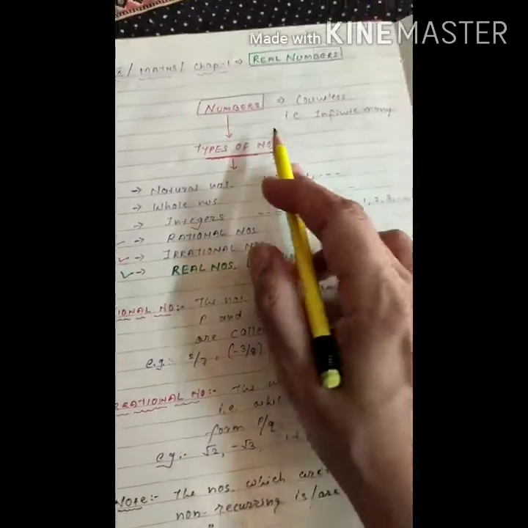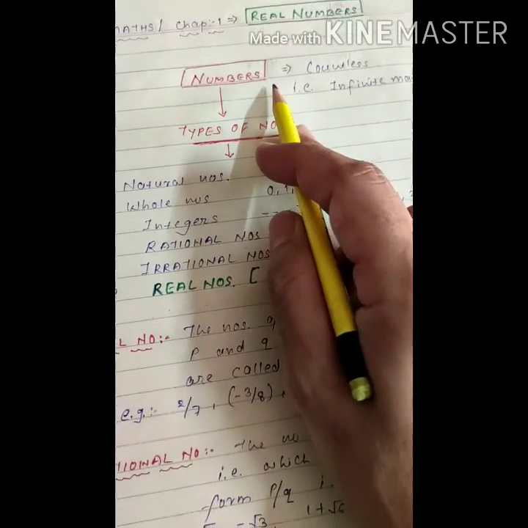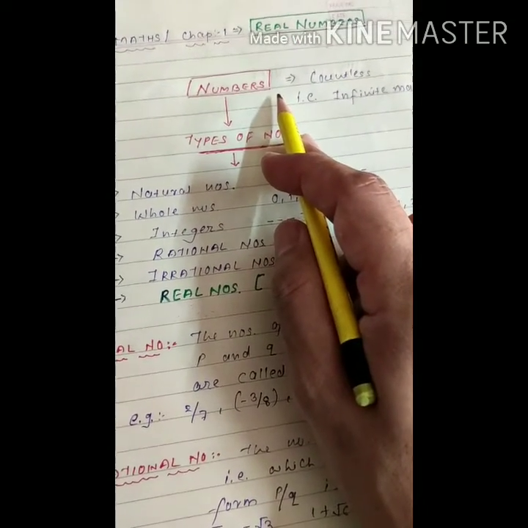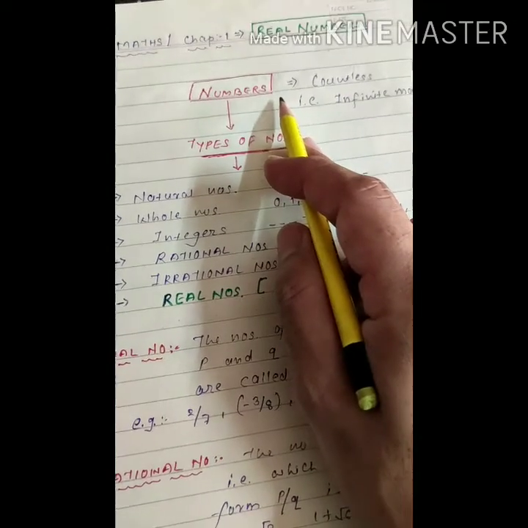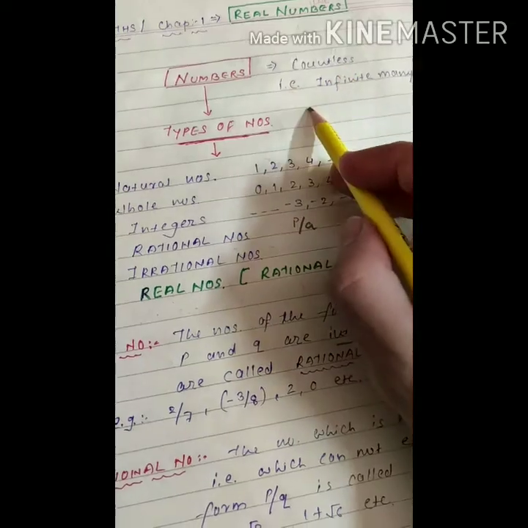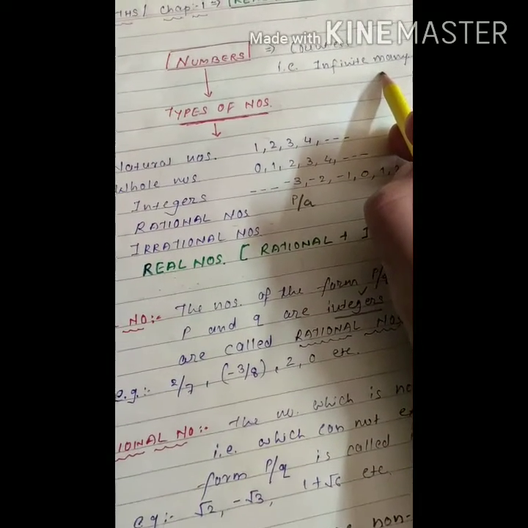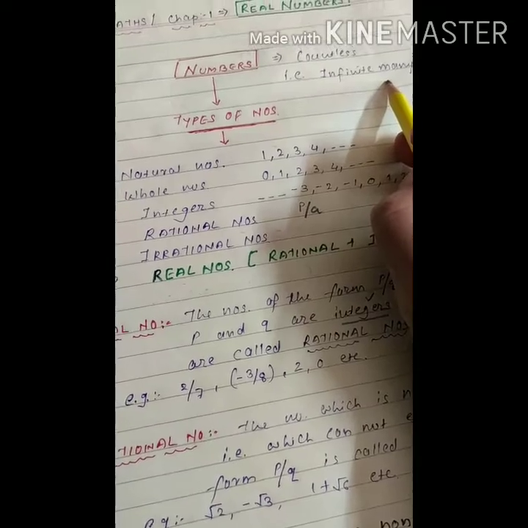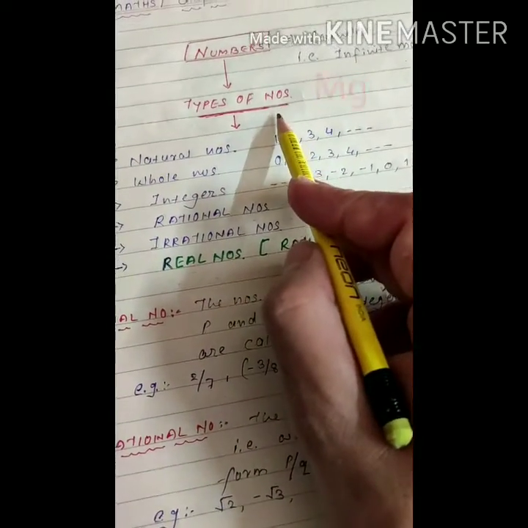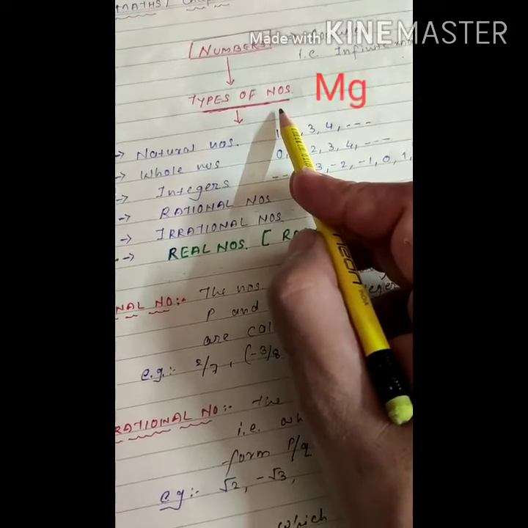You know students, numbers are the base of maths. Without numbers, maths is not possible. So numbers are countless, that is infinite many. There are so many numbers, we cannot count the numbers. And we also know the types of numbers that you already learned in previous standard.